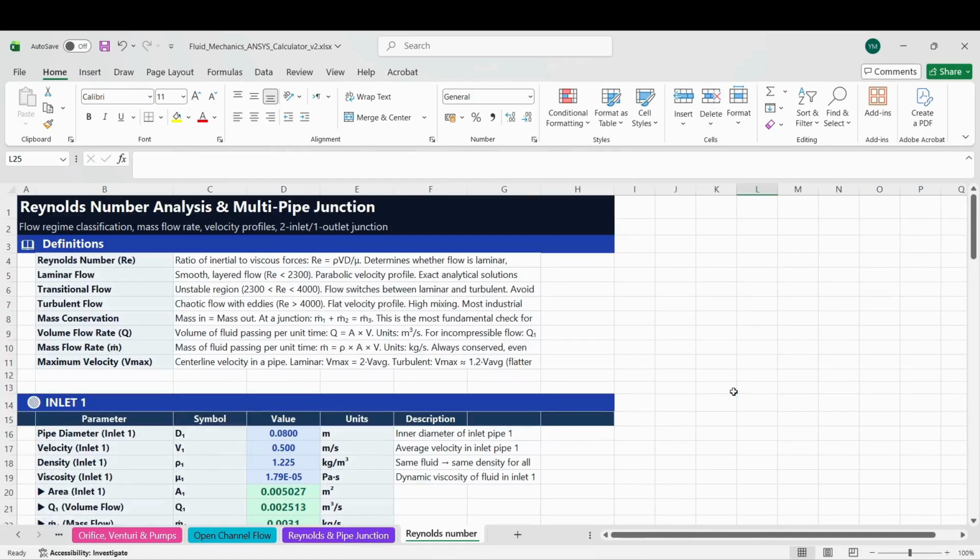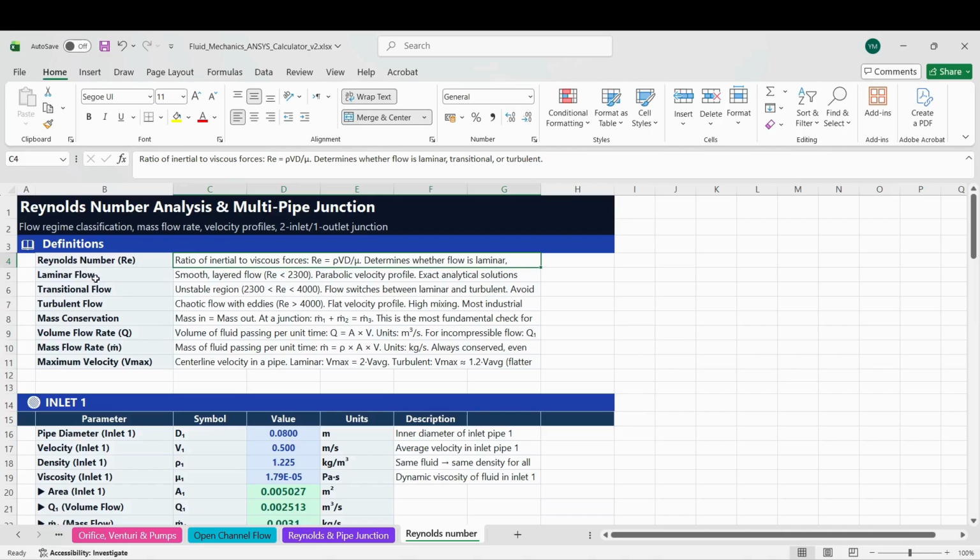So today we will learn about Reynolds number and how to calculate it. Reynolds number is the ratio of inertial to viscous forces. We calculate it by multiplying density by velocity by diameter, all over viscosity, and it determines if the flow is laminar, transitional, or turbulent. It's a very important number.